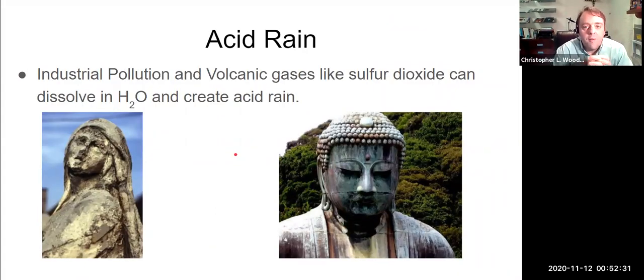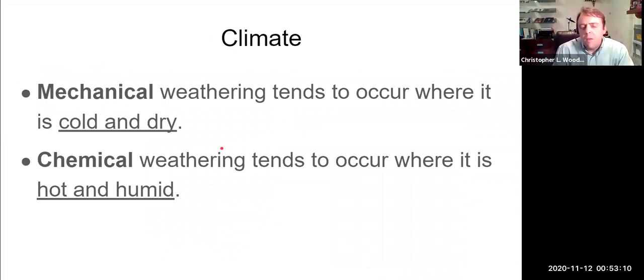Another big one, acid rain. So industrial pollution, carbon dioxide, sulfur compounds in smokestacks, and even volcanic activity, volcanic gases like sulfur dioxide can actually dissolve in rainwater. And so once it's dissolved in the rainwater, the rain itself becomes a very weak acid. Over time, this can operate on different minerals and rocks that are susceptible, things like limestone as well, and will break down the rock.